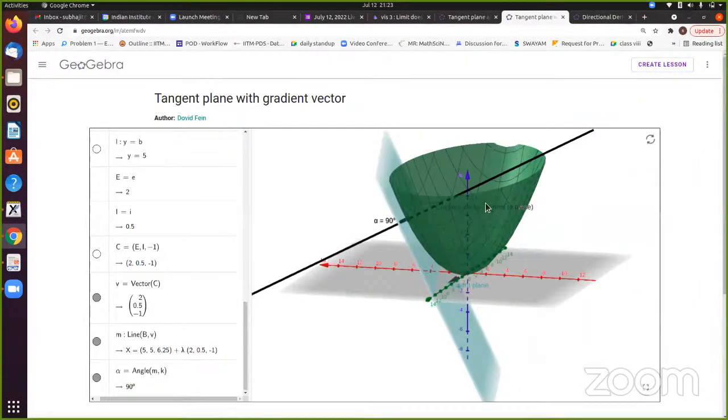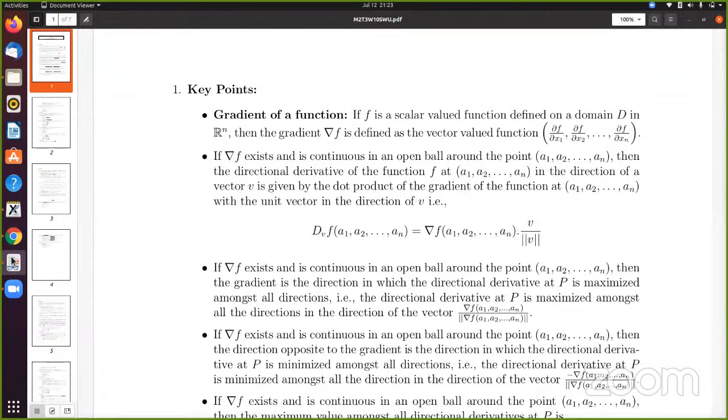Is it clear till this point? Yes. Okay, great. Now, the first question which we are seeing here: the gradient vector is always perpendicular to the tangent plane. Yes, it's always perpendicular. That's how it is defined. When we learn about the tangent plane, it will be more clear why that is perpendicular.